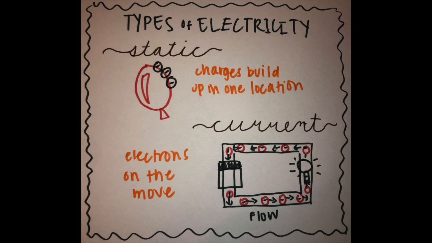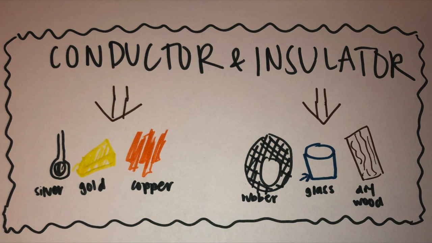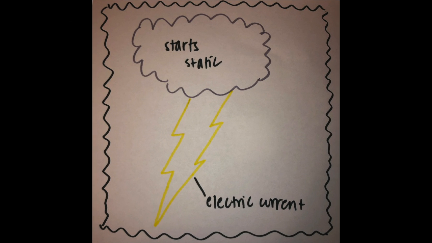There are 2 types of electricity: static and current. Static electricity is where there is a buildup of electrical charges. Current electricity is where there is a flow of electrons along a conductor. A conductor is a material in which electric charge moves freely, while an insulator is a material in which electric charge does not move freely. Lightning is an electric current that begins as static charges.